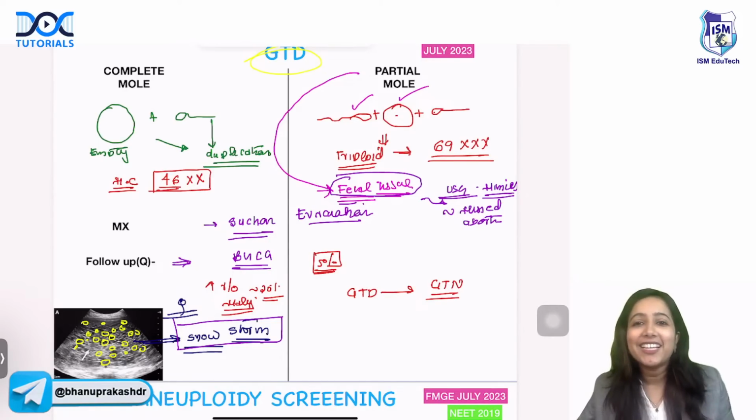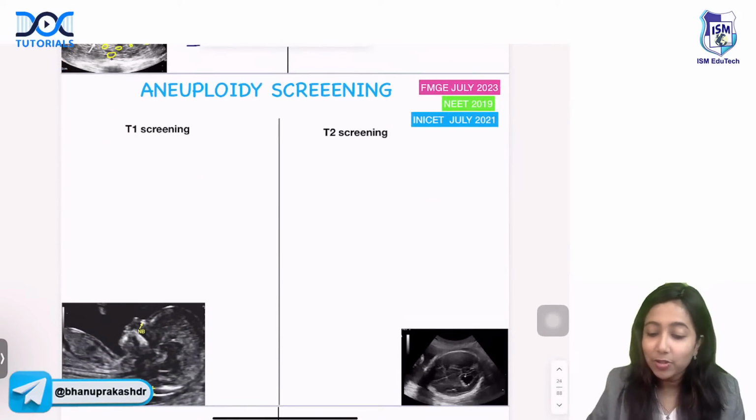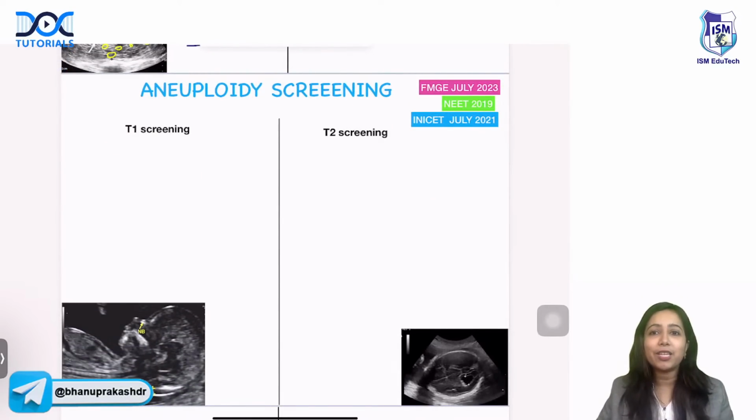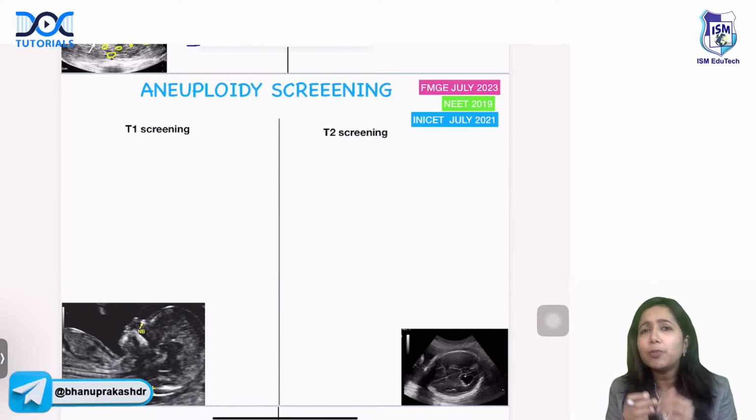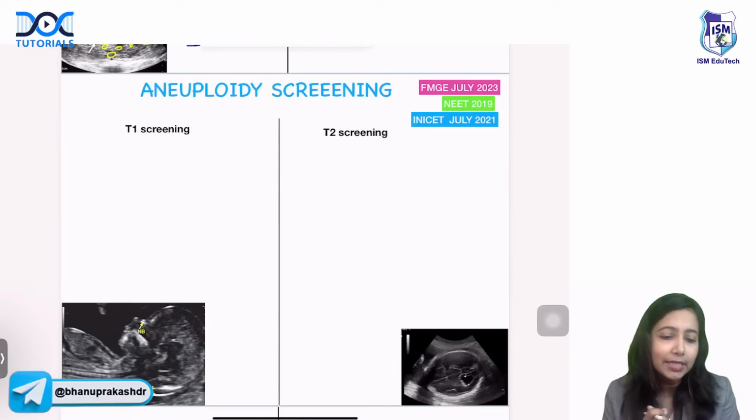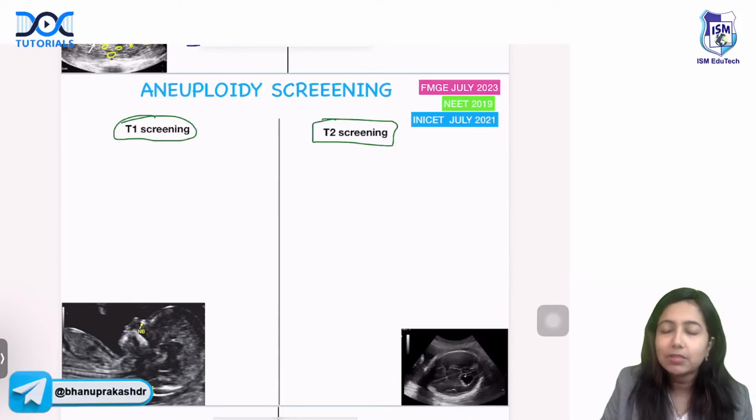All right. Okay. So now let's move on to the next topic, which is aneuploidy screening. A very important favorite topic, aneuploidy screening. So as to assess for any chromosomal problems in the baby, it could be any problems in the chromosome structure or number, the common one being Down syndrome. So as to screen for this, we have something known as aneuploidy screening. And in aneuploidy screening, we have the first trimester screening and the second trimester screening.